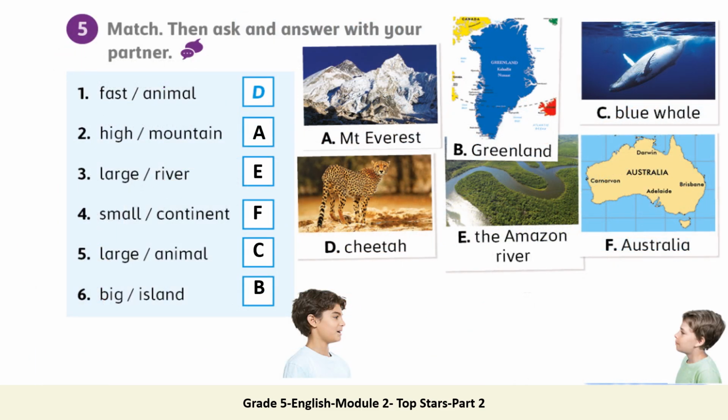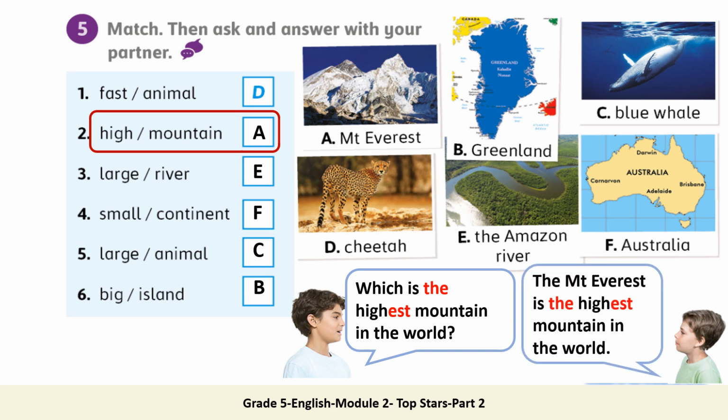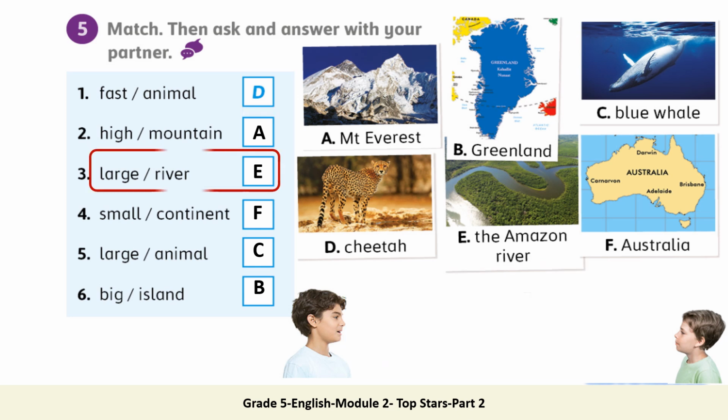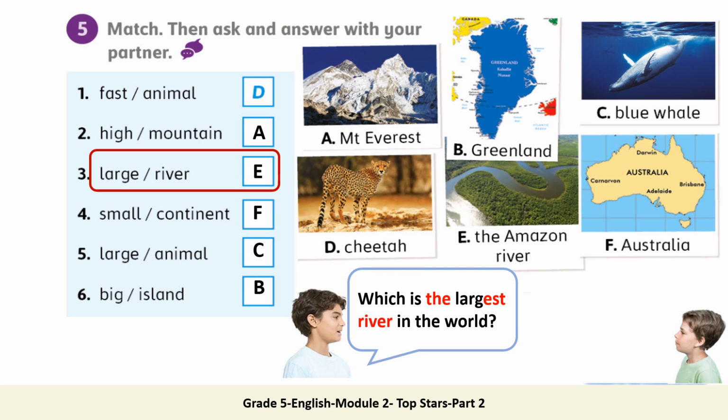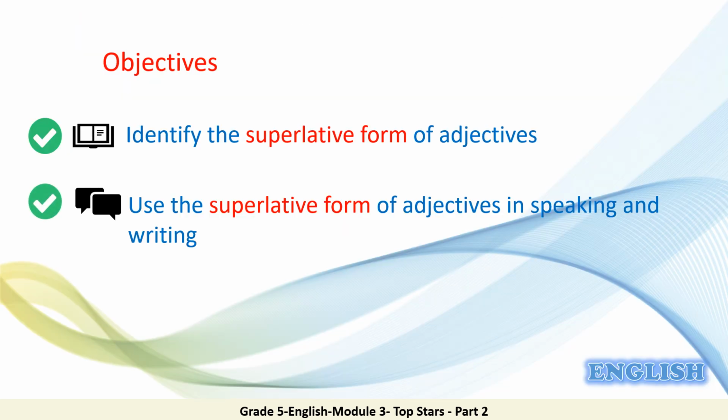Let's check your answers. Which is the highest mountain in the world? And the answer, Mount Everest is the highest mountain in the world. Let's take one more example. Which is the largest river in the world? And the answer is the Amazon River is the largest river in the world. Excellent. We are done with the last objective. We used the superlative form of adjectives in speaking and writing.